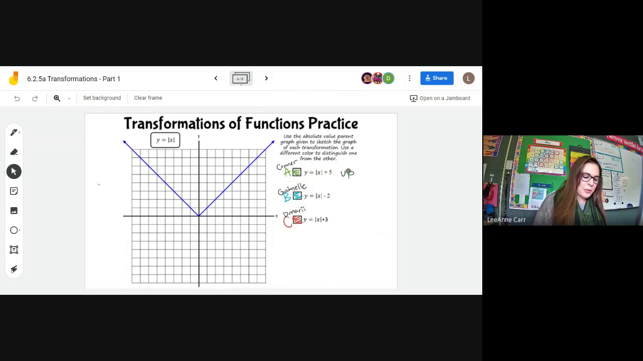Yeah. So what I would do, I'm going to take my green pen, and you guys, if you're at home, you can just label it A, B, and C. I'm literally going to count. I'm going to take this middle point, and I'm just going to move it up 1, 2, 3, 4, 5. Put a dot there.